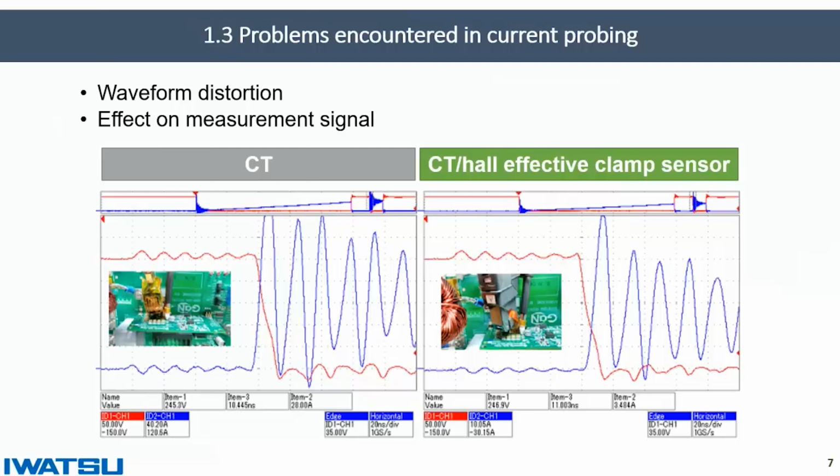Even with a current probe, large distortions may appear. The figure on the left is a measurement example of a current transformer, which is a magnetic field detection type probe. The figure on the right is a measurement example combining a current transformer and the Hall element. When the current transformer and the Hall elements are combined, the waveform of the probe is distorted because of the inductance of the wire length of the current bridge used for current detection.